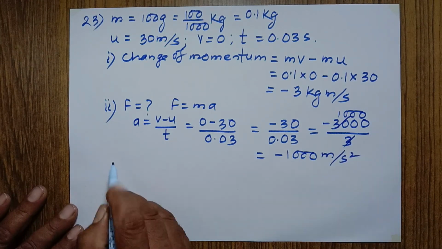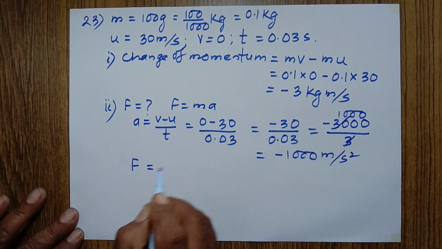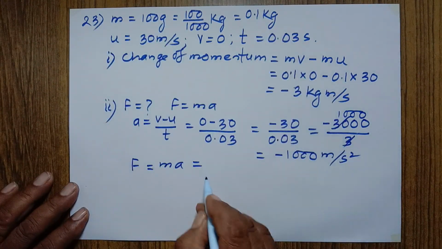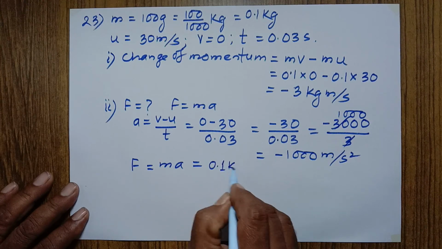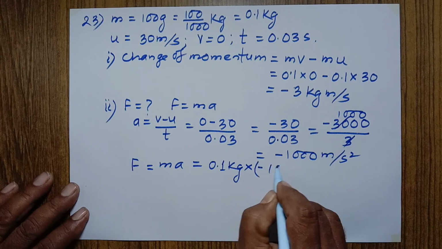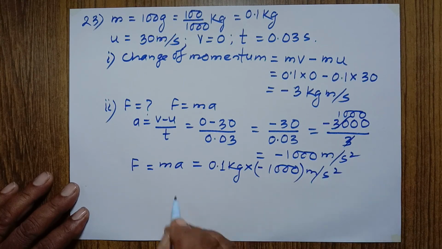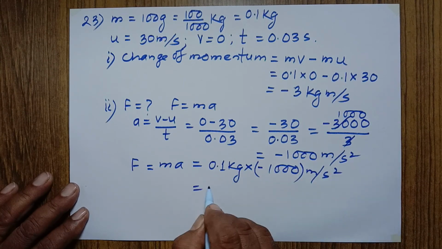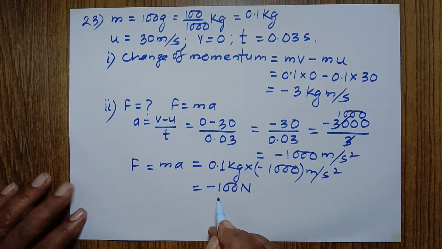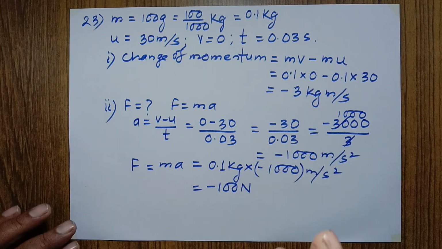Okay, now finally we are calculating the force required to stop that cricket ball. F is equal to ma. Mass is given here, 0.1 kg, and acceleration we just calculated is minus 1000 meter per second square. Now multiplying these two, the minus remains the same, minus 100 kg meter per second square, which is Newton. This is the force used by the player to stop that moving cricket ball.